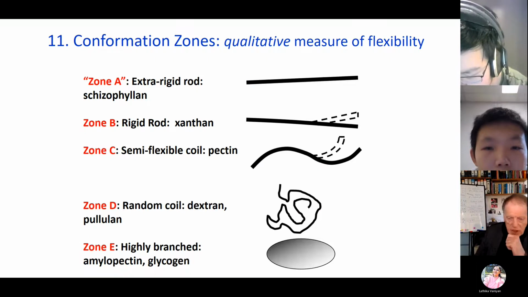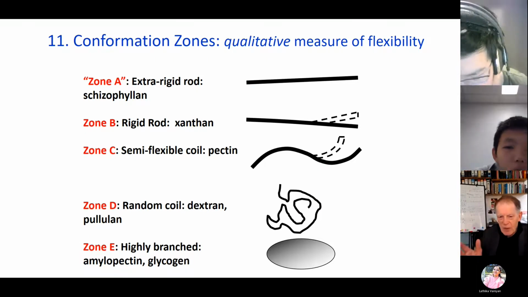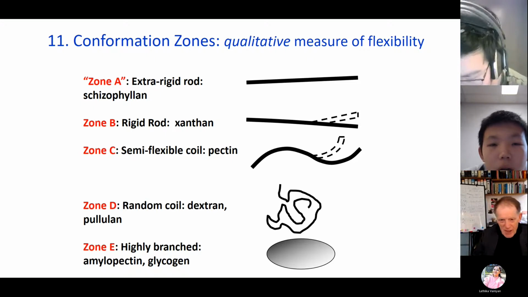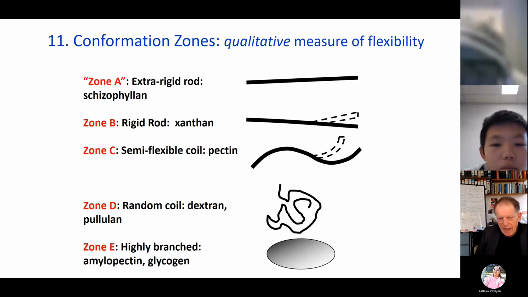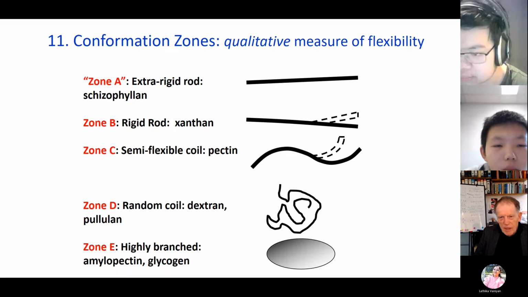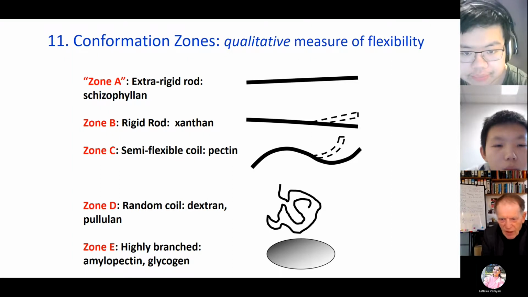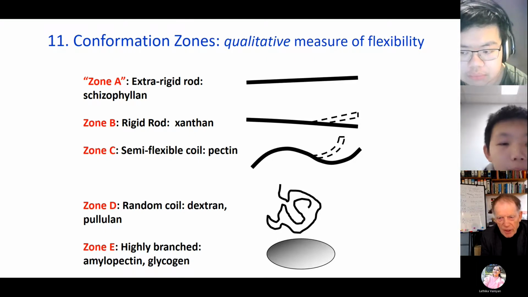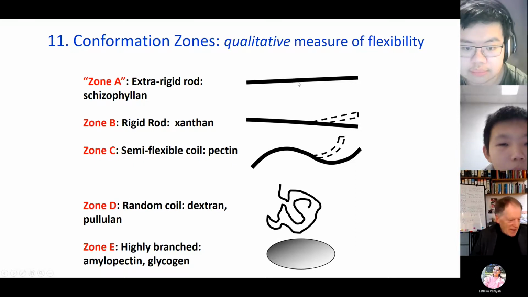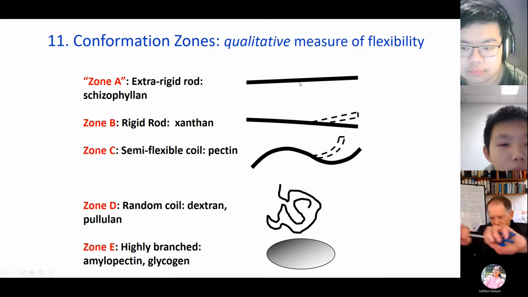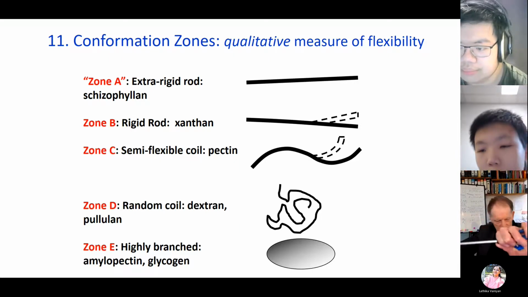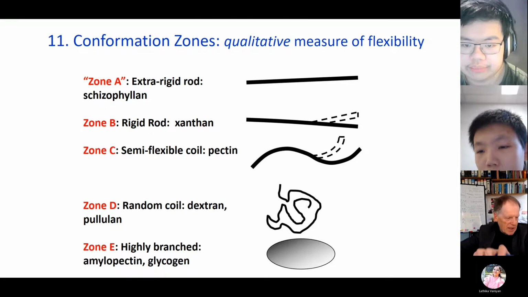Just a few words about conformation. The reason I'm giving this now is that when we do the polysaccharide lecture, we'll look at this in a little more detail. We can represent conformations of linear types of molecules qualitatively using what are called conformation zones. For example, zone A is a very rigid rod type of molecule with little flexibility.